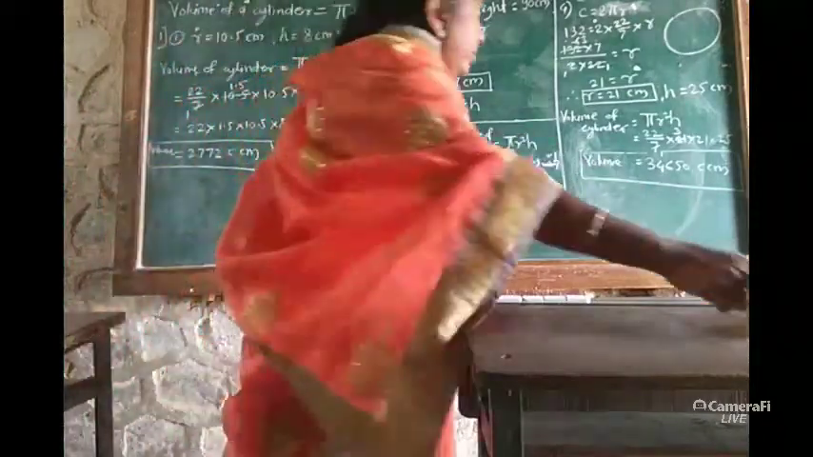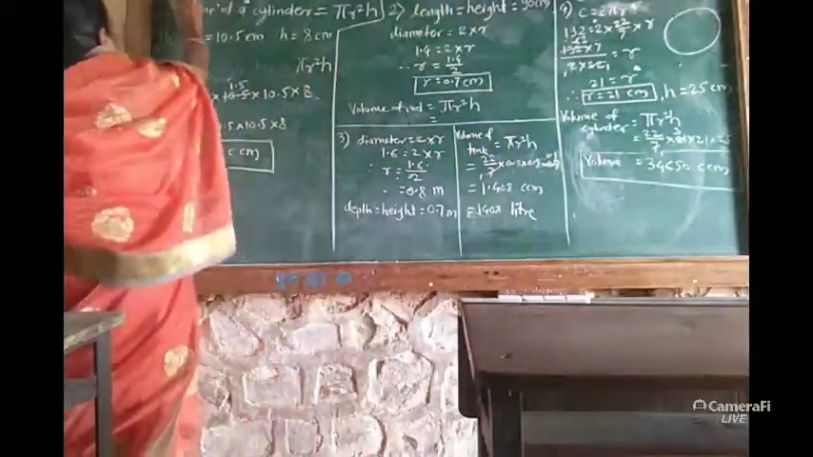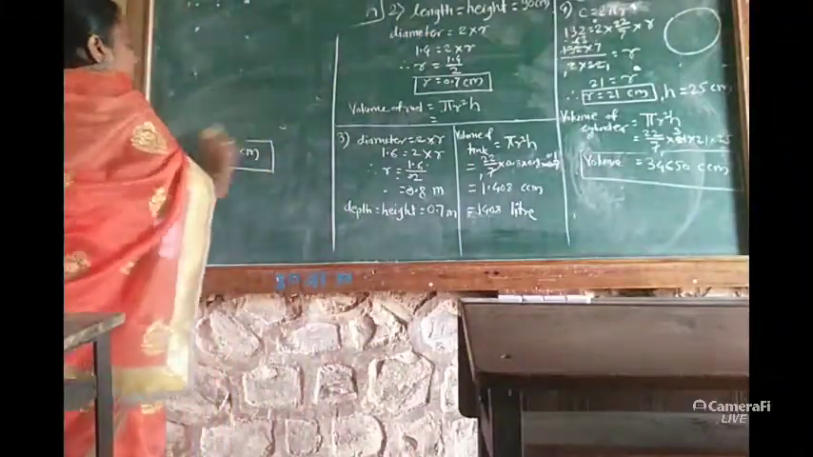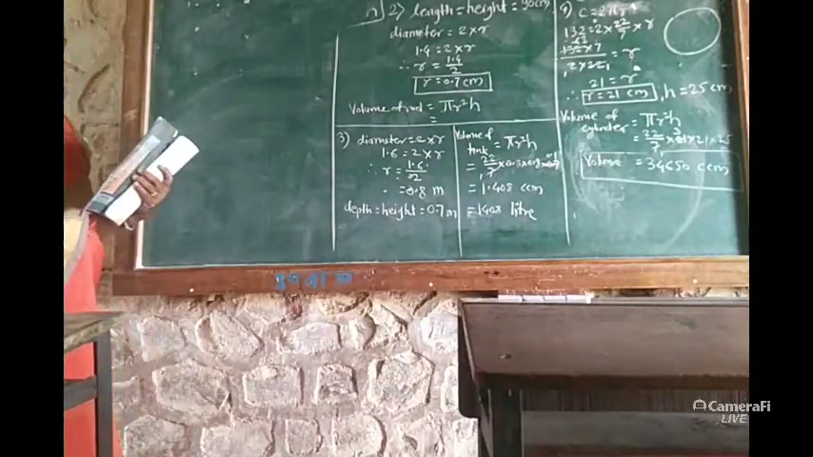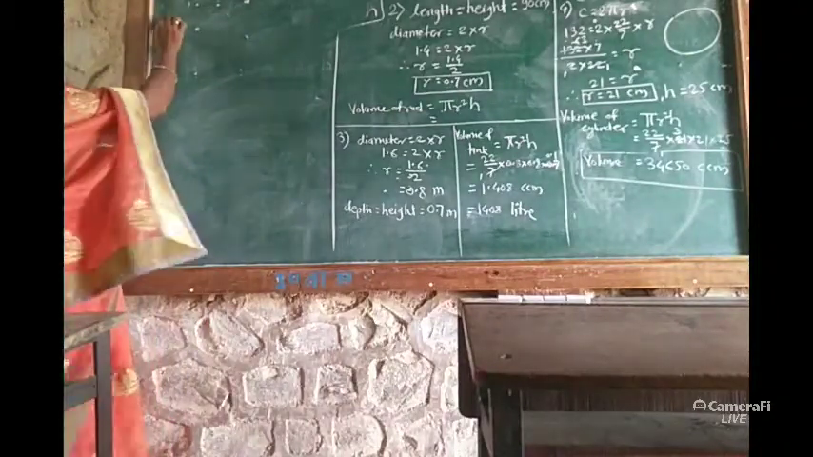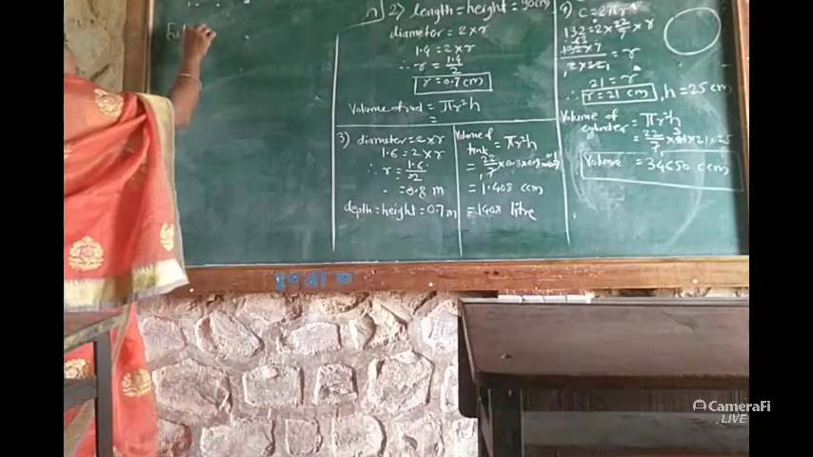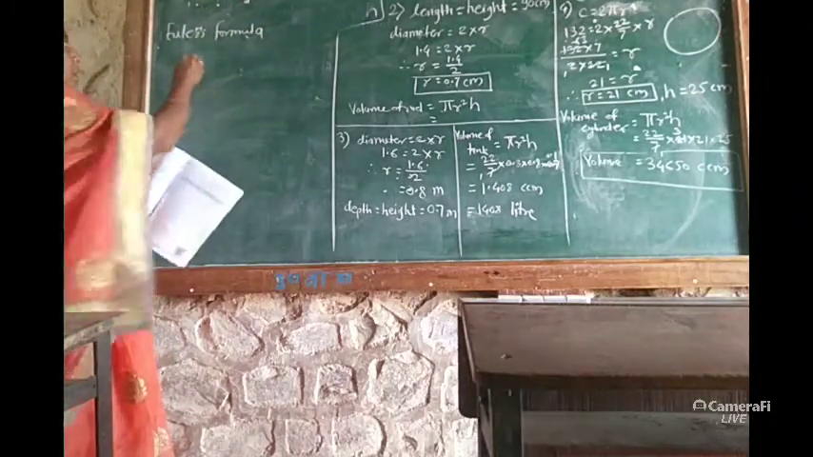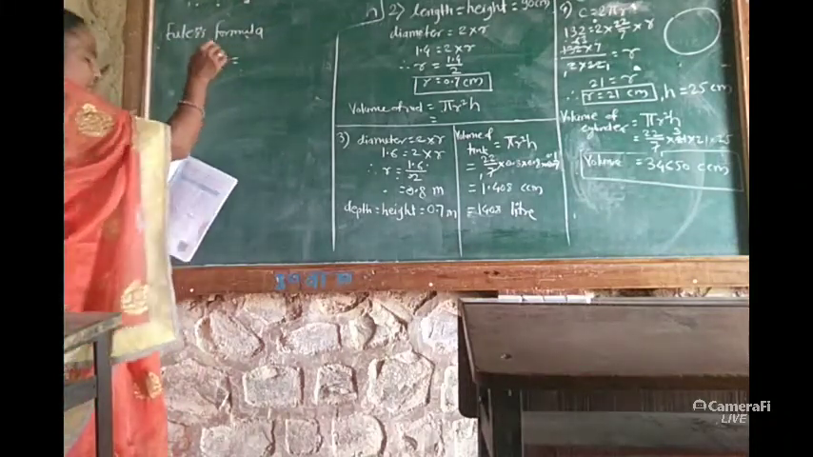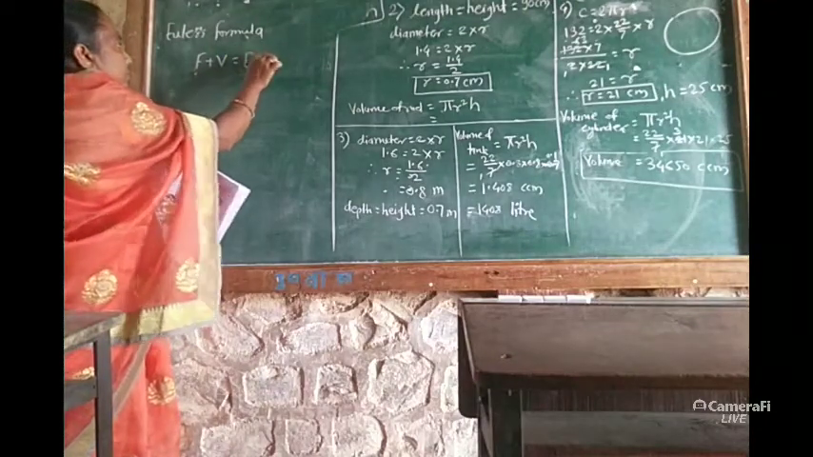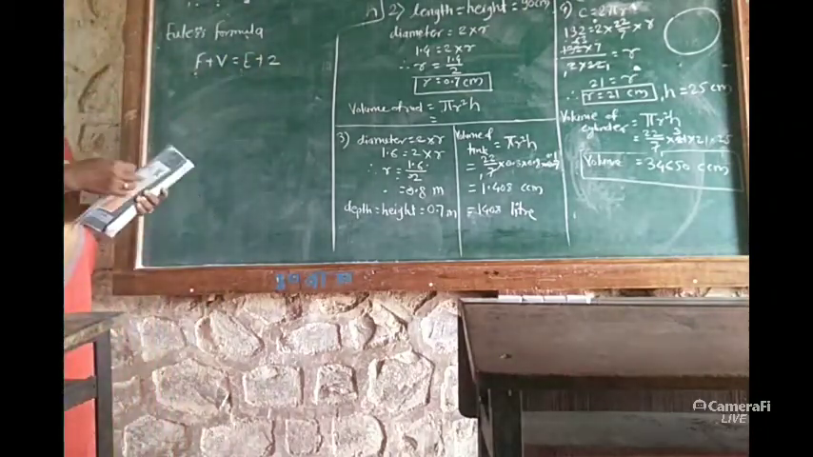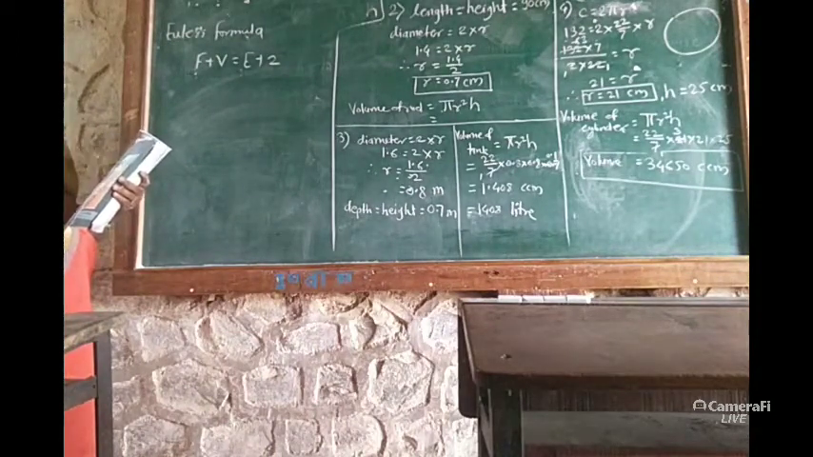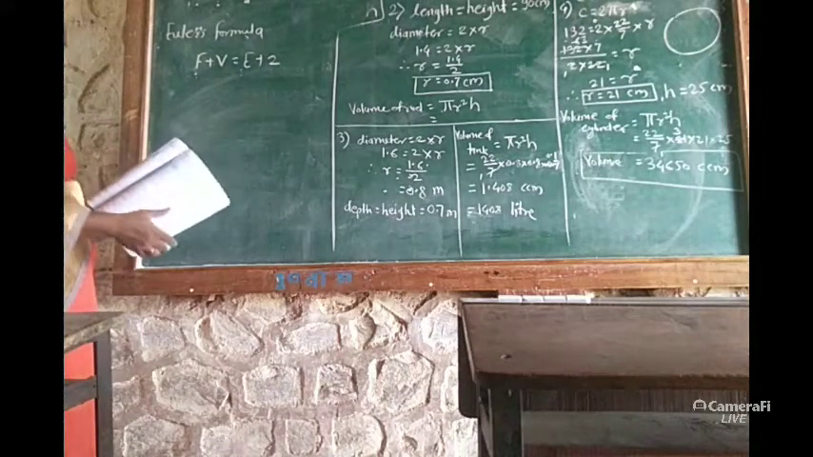I have taken one example for you here. You can see. Euler's formula is F plus V is equal to E plus 2. Here F means face, V means vertices and E means edges. Face means surface, vertices means corners, and edges means sides.